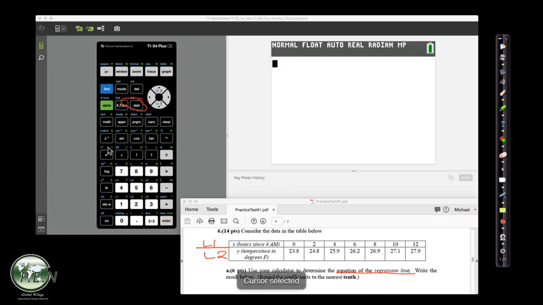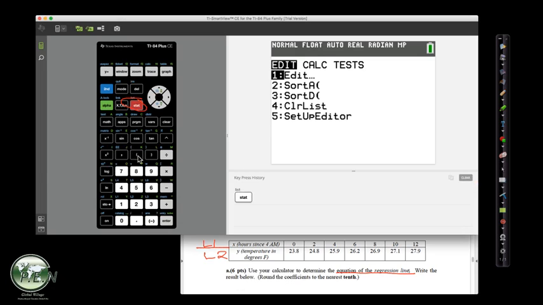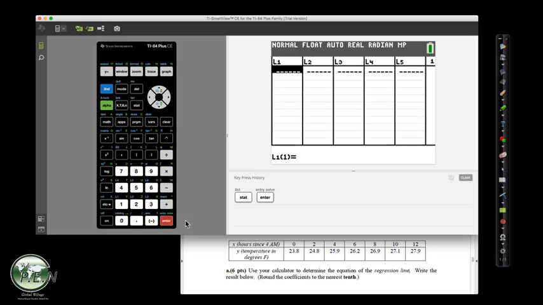Okay, so the first step is we hit the stat button. Now that we've done that, let me go ahead and clear. Okay, so our stat button, and down here you'll be able to see our key press history. So I just hit the stat button, we get this menu. That's what you should see on yours. We're going to hit the enter button, which takes us to the window where we can put things in. In list 1 is where we're going to put the x values. List 2 is where we're going to put the y values.